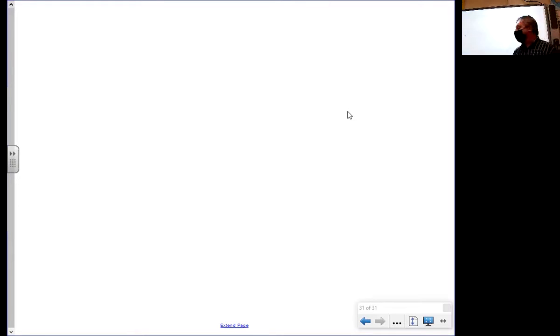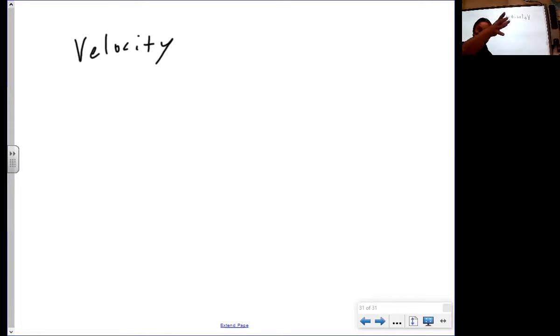Okay, so first thing we need to understand is velocity. What is velocity? We've talked about it before. It's speed, and specifically, velocity is speed in a certain direction. So if you're going in a circle, your velocity is constantly changing because you're constantly changing your direction. So velocity is going to be straight line speed.